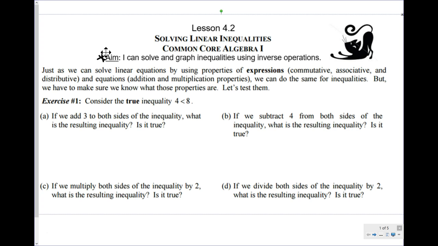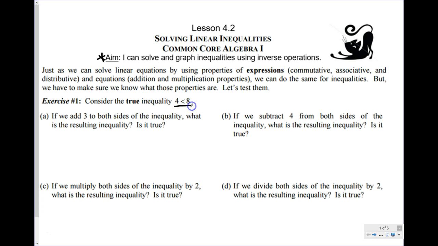Just as we can solve linear equations by using properties of expressions, the commutative, the associative, and distributive, and the equations, addition and multiplication properties, we can do the same for inequalities. But we have to make sure we know what those properties are. So let's test them. Inequalities have one really weird rule that's different than equations, and we're going to explore that right here. So exercise 1.